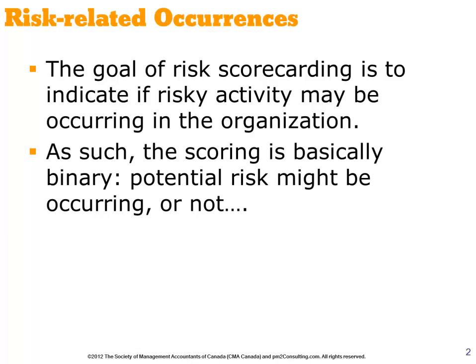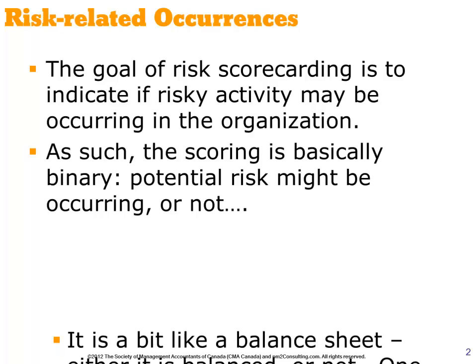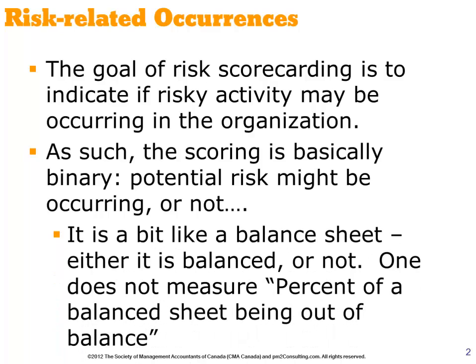As such, the scoring is basically binary. Either the potential risk might be occurring or it might not be. Therefore, we don't need to be taking a look at 98% performance or 128 out of 127 occurrences and so forth. So, using the balance sheet metaphor, where you cannot be partly in balance, the balance sheet is either balanced or not. One doesn't measure the percent of a balance sheet being out of balance or the percent of risky behavior potentially happening.